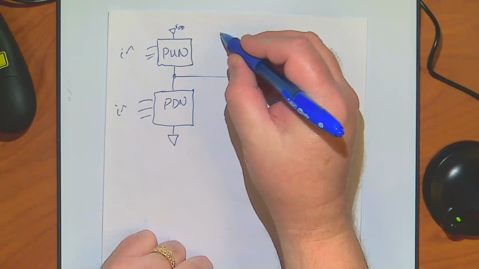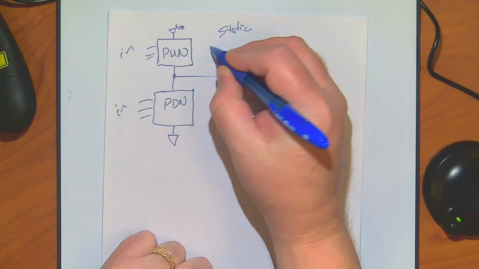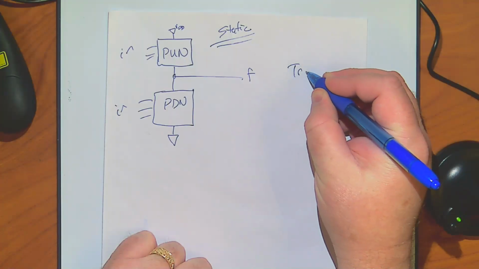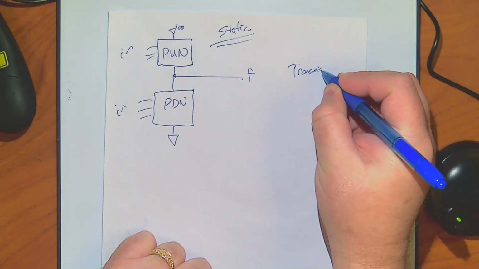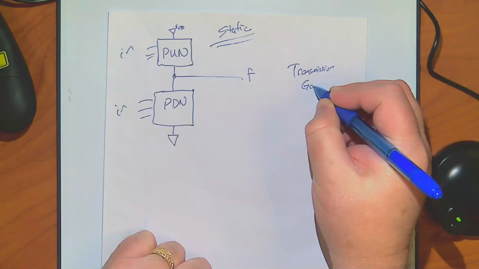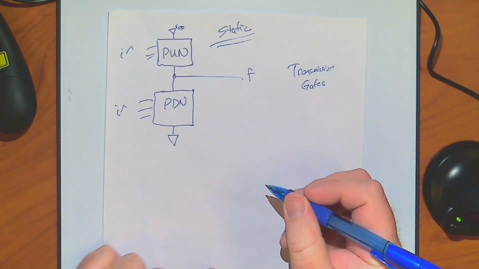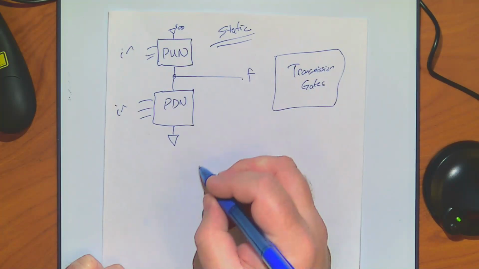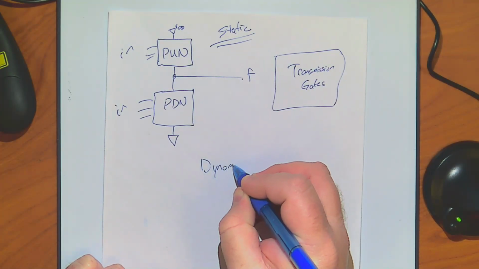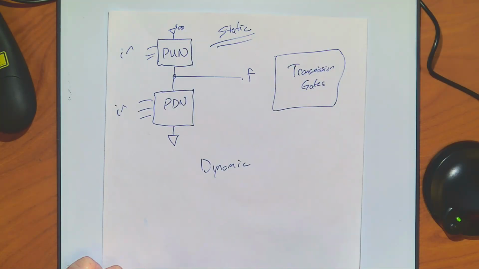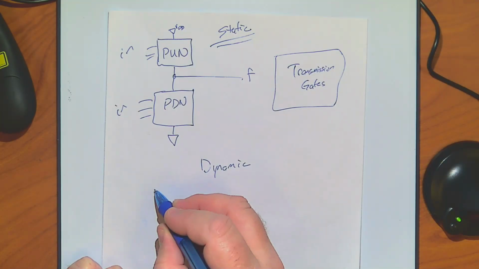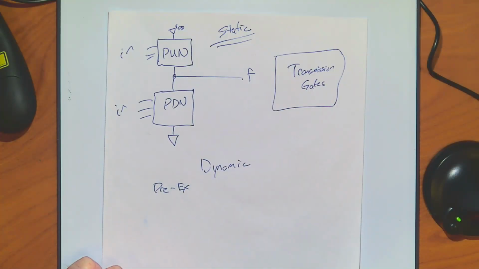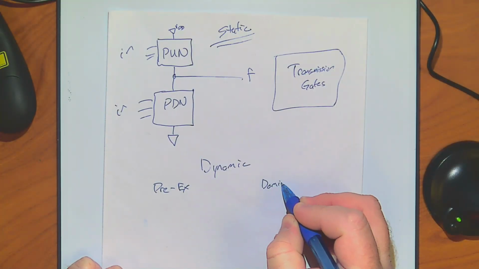So we have this one under static. So we're going to have two different categories. Static, we did this one last time. We're going to add in transmission gates. All right, so this will be one thing we'll talk about today. And then we'll talk about dynamic, which will be our other big area. And under these, we're going to have precharge-evaluate. And then we'll talk about domino.